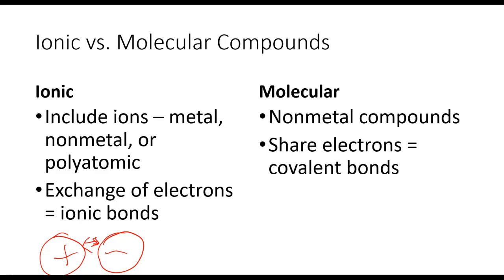For molecular compounds, these are nonmetals only. So that's why I've said many times that it's important to know which ones your nonmetals are. In nonmetal compounds, you can share electrons, so there's a covalent bond. So that means that the same electron is being shared between two atoms. And actually, it's not just the same electron, but these are pairs of electrons.